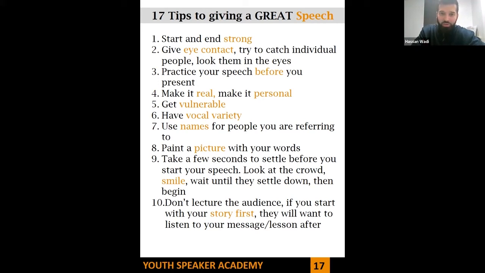But don't sound scripted. Sometimes you practice so much that you're like a robot. You memorize every single word. Don't do that. Don't over practice. Don't under practice. Leave some room for freestyling, right? You got to freestyle a little bit, guys. Make it real, make it personal, because remember, people connect with you when it's personal.